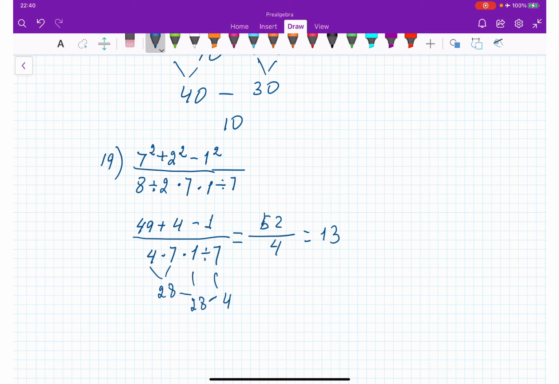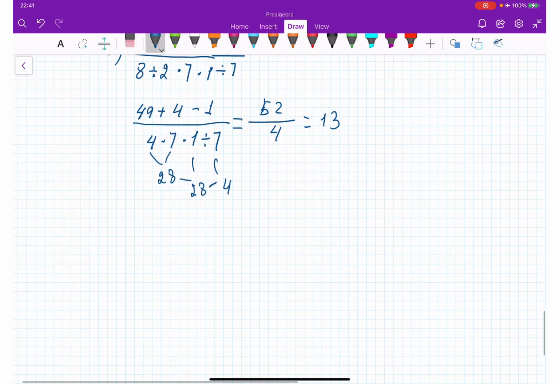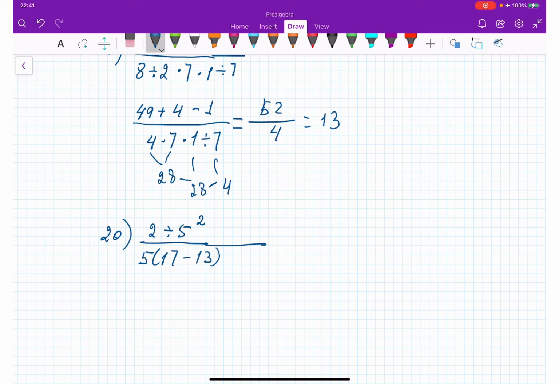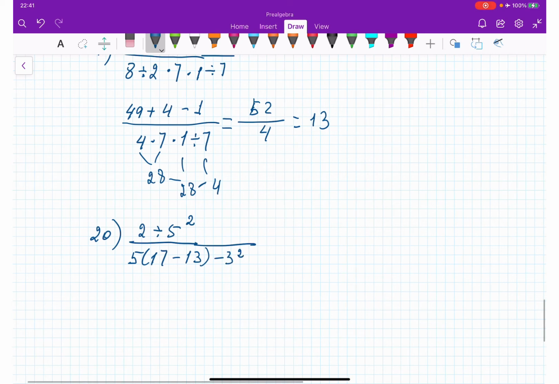Okay. Question number 20. 2 divided by 5 squared, 5 times 17 minus 13 minus 3 squared minus 8.